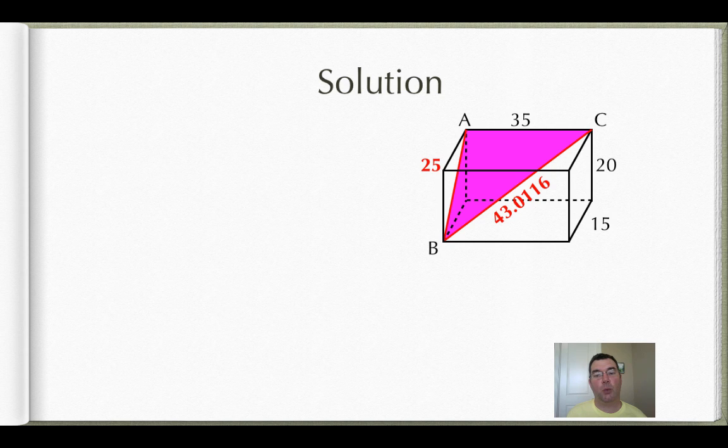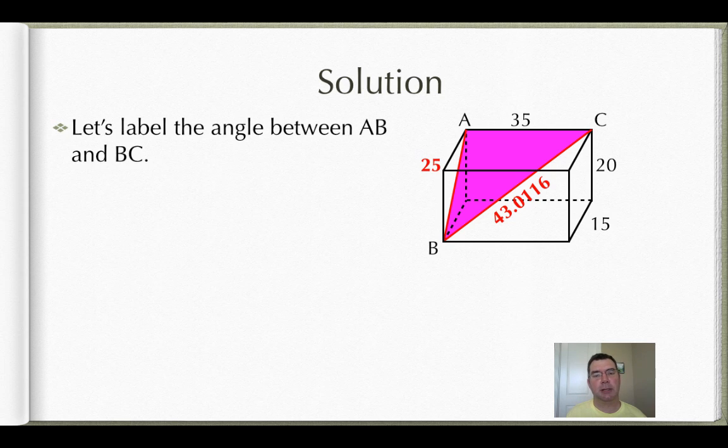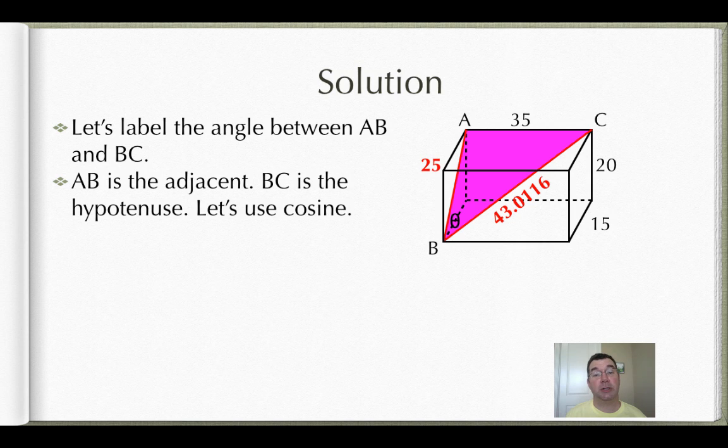All right. So now I have two sides of a right triangle. I just need to figure out which angle I'm talking about. So the angle that I'm talking about is the one between those two red line segments, AB and BC. So I labeled that theta, and I'm going to use the sides 25 and 43.0116. 25 would be the adjacent, and 43.0116 would be the hypotenuse. So I'm going to use cosine.